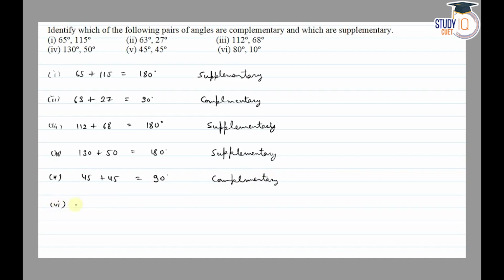Then sixth, 80 plus 10 is equal to 90. So this is our complementary angles.